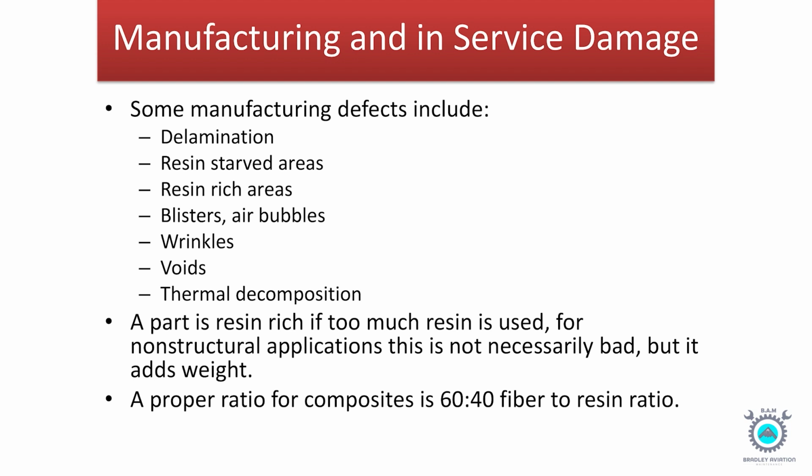Manufacturing and in-service damage. Some manufacturing defects include delamination, resin-starved areas, resin-rich areas, blisters, air bubbles, wrinkles, voids. Thermal decomposition of part is resin-rich. If too much resin is used for non-structural applications, this is not necessarily bad, but it adds weight. A proper ratio for composites is 60-40, fiber to resin ratio.